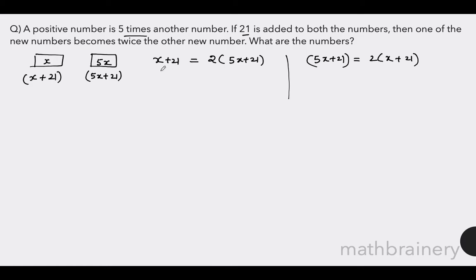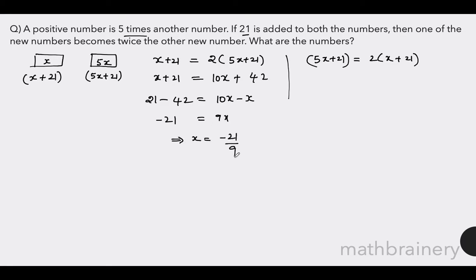You have x plus 21 is equal to 2 times of 5x plus 21. That means your x plus 21 is equal to 2 times of 5x, which is 10x, plus 2 times of 21, which is 42. Let's transpose x to the right hand side and 42 to the left hand side. You get 21 minus 42 is equal to 10x minus x, that is minus 21 is equal to 9x. So, what is x now? x must be minus 21 by 9.